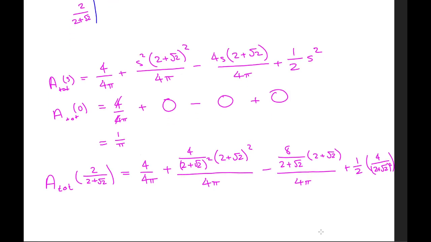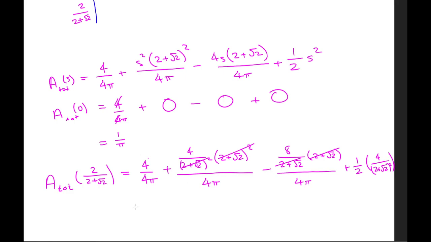So now that we have this, let's go ahead and start canceling some things. So firstly, of course, I'm not actually going to cancel the 4 and the 4 pi just yet. The first thing I'm going to do is cancel out, as you can see, we have 2 plus root 2 squared here and a 2 plus root 2 squared here. This one's in the numerator, that one's the denominator, so we can cancel those. Same thing goes here, cancel those, and yeah.